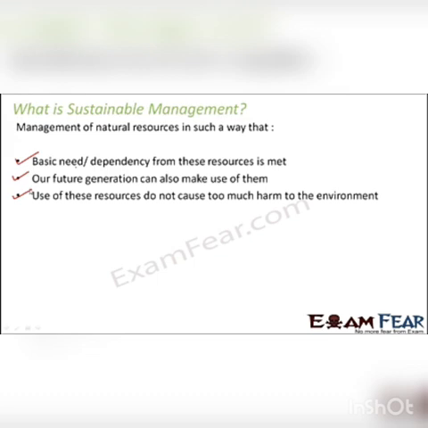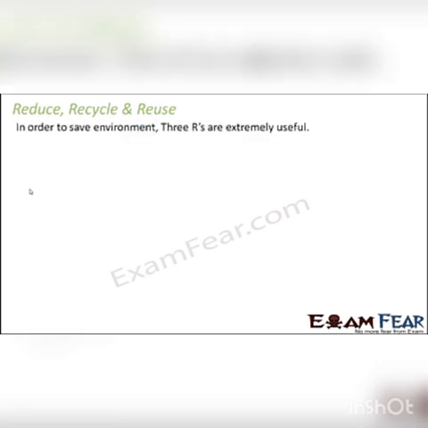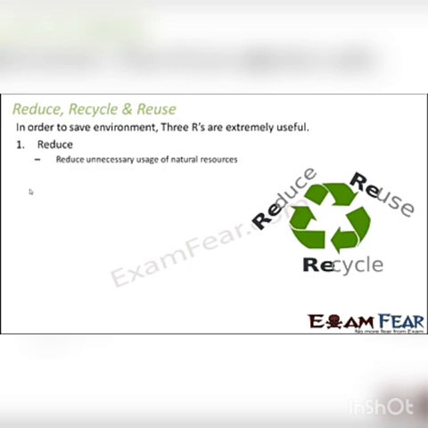So that's how we have to take a call, looking at the pros and cons of each and every natural resource. So we should always remember the 3 R's, that is reduce, recycle and reuse. In order to save the environment, these 3 R's are very useful. Reduce unnecessary usage of natural resources. Any natural resource, it could be water, it could be your electricity.